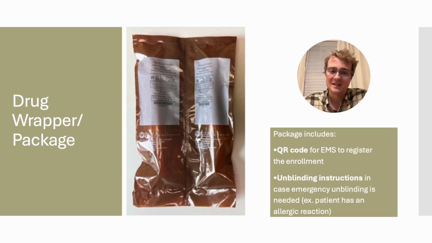The wrapper also contains unblinding information that the hospital can use to reveal what medication was given if the patient has an allergic reaction or if there is any other need to know what was given for that patient's care. If a patient has an allergic reaction to the study drug during your care, treat the allergic reaction like you would any other allergic reaction, and then make sure the hospital care team is aware that the patient had an allergic reaction that you think is related to the study drug, and they will contact the number on the drug wrapper to unblind the study drug.